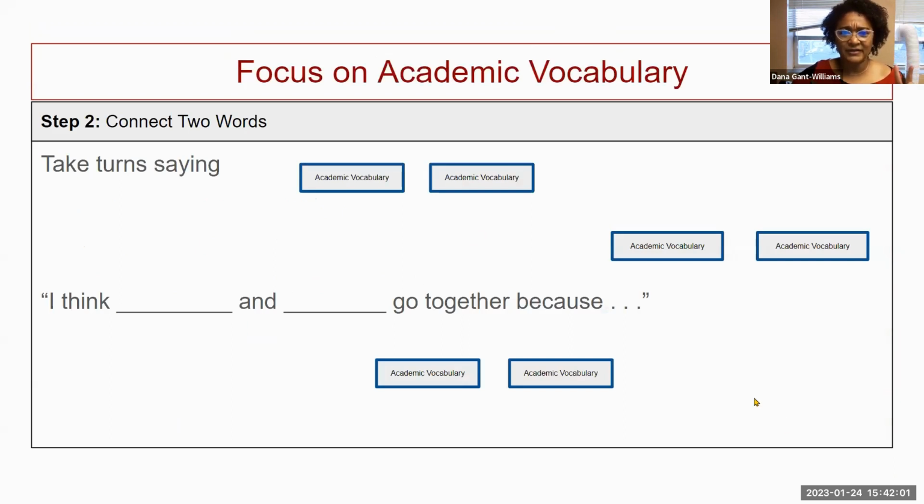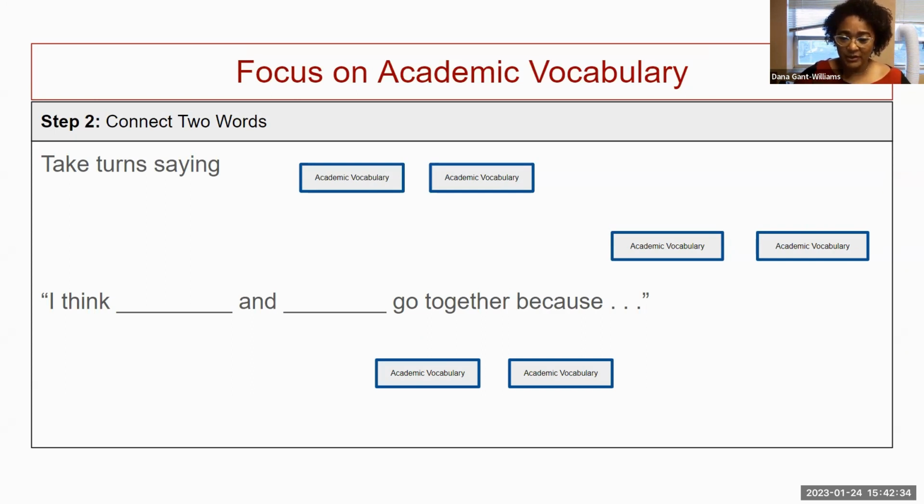Step two of the focus on academic vocabulary is connecting two words. So of the words that they do know, they're going to pick two, and they're going to say, I think word A and word B go together because. So now they're thinking about the association of the words. They're not just looking at it as vocabulary words that I got to know. They're actually taking the time to process what these words have in common or why they would go together.